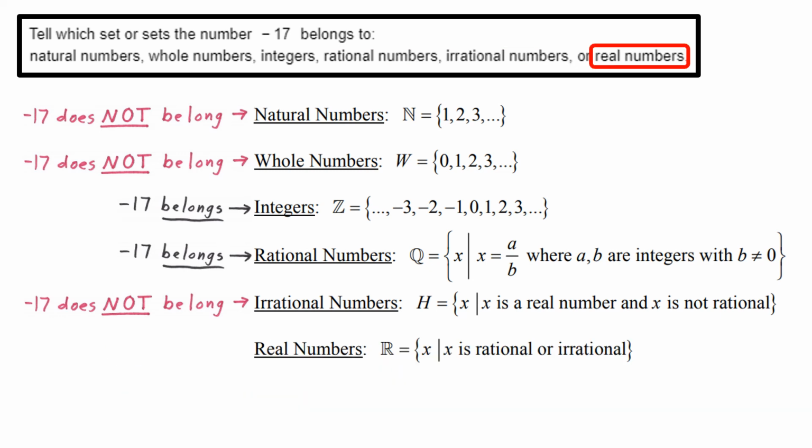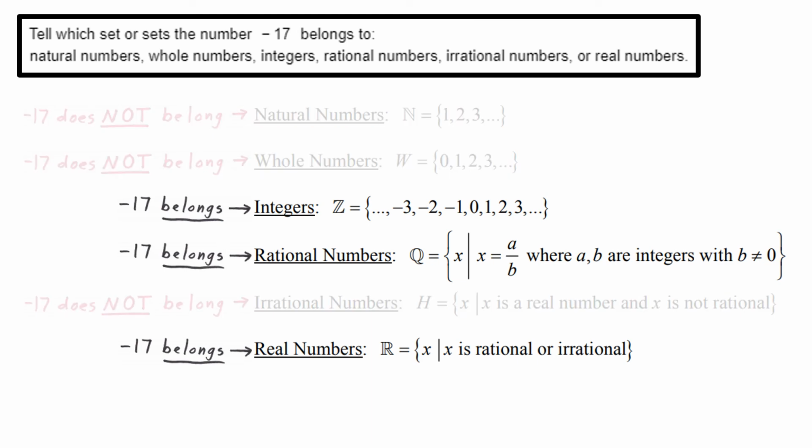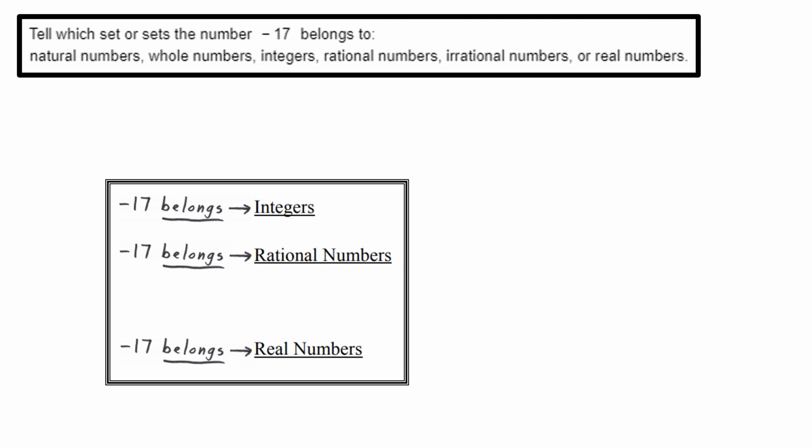Finally, we need to consider the real numbers. Notice this definition says it's any number that's rational or irrational. Well, we just finished saying that in this course, every number we're considering is in the rational numbers or the irrational numbers, but not both. And therefore, every number we study will belong to the real numbers. So negative 17 belongs to the real numbers. Negative 17 belonged to 3 of these sets and didn't belong to 3 others of these sets. So this is our final answer.